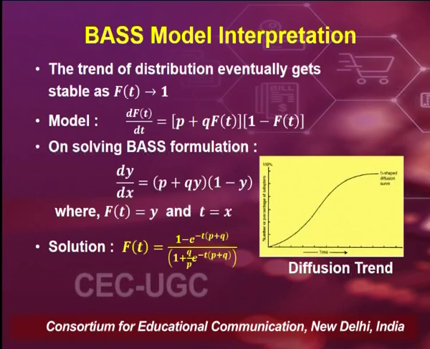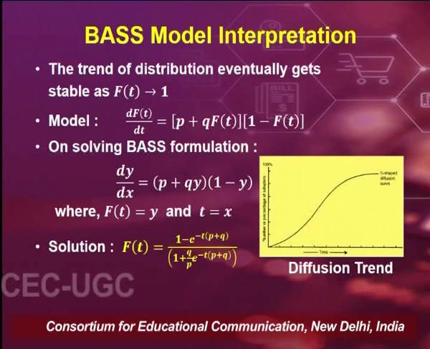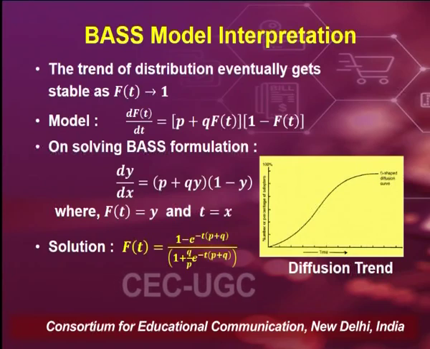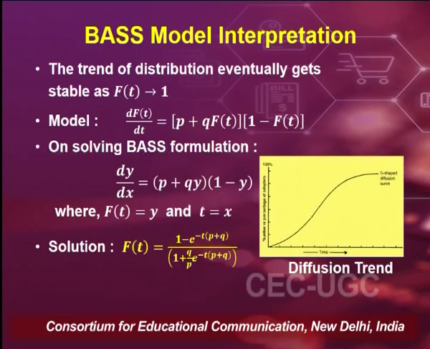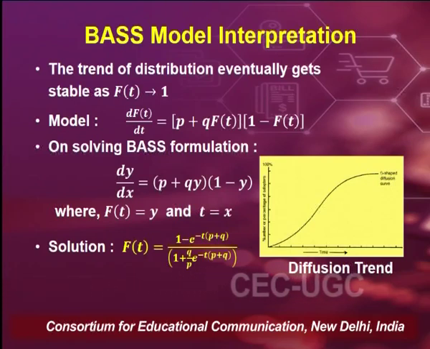Further, if we solve this equation, we get the final solution f of t as given in the expression on the screen. In solving the equation, we can find out that after a time t has elapsed, how much of the population is impacted in the system.